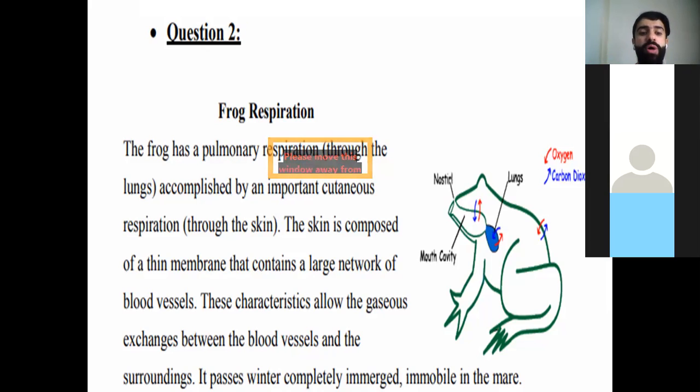Skin is composed of a thin membrane containing a large network of blood vessels. This characteristic allows the exchange of gases between the blood vessels and the surroundings.